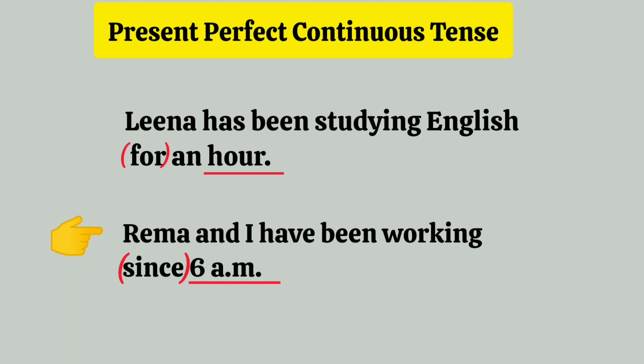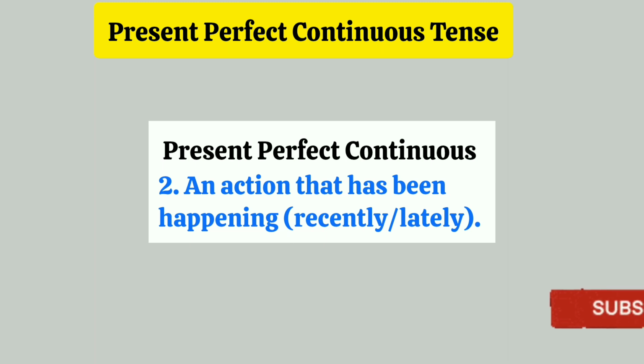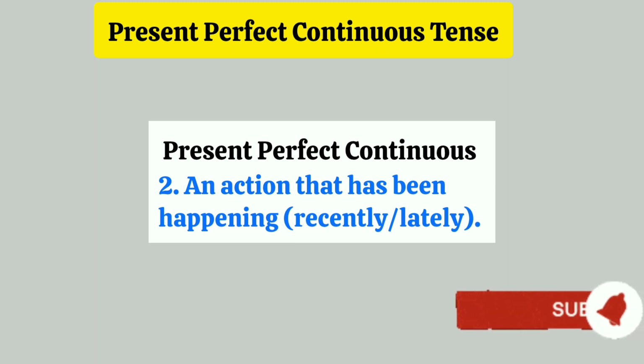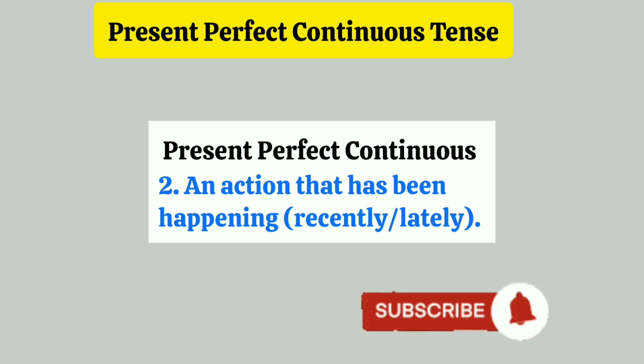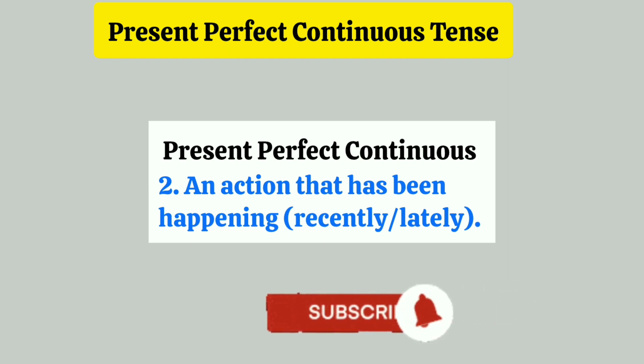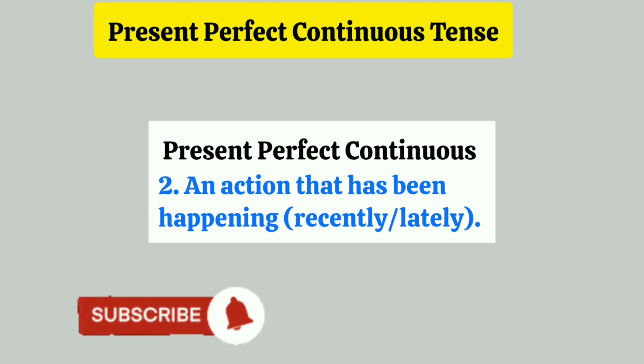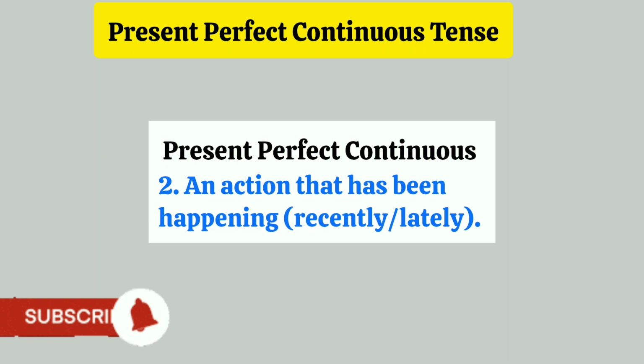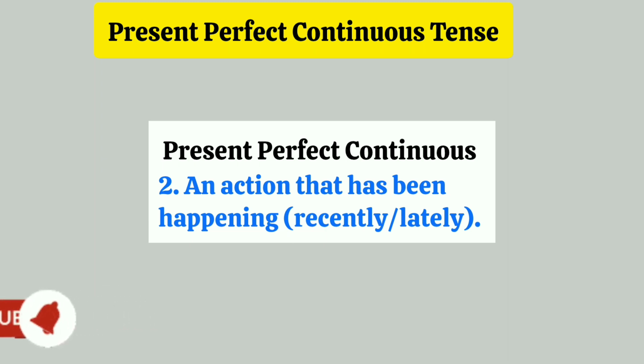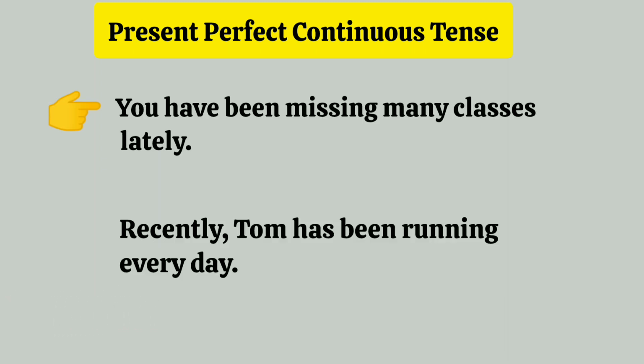The present perfect continuous can also be used without emphasizing duration. In this case, we mean lately. This action has been happening lately. And so we can use the word lately or recently to emphasize the timing of the action that happened recently. So let us have a look. You have been missing many classes lately. You'll notice that at the end of this sentence, I use the word lately to describe when this action has been happening. You can also use lately at the beginning of this sentence.